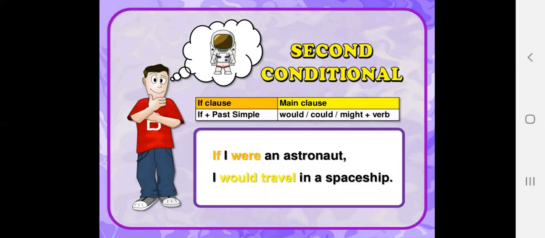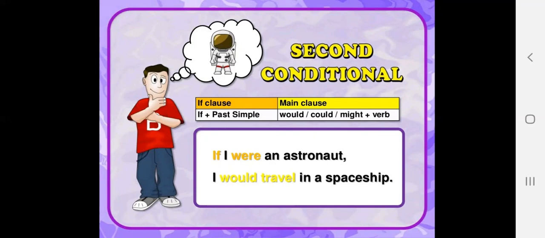If I were an astronaut, I would travel in a spaceship. I'm not an astronaut, and it's not very easy to become an astronaut. But if I were an astronaut, I would travel in a spaceship. If I were working in a multinational company, I would buy a new car. That means it's my wish.